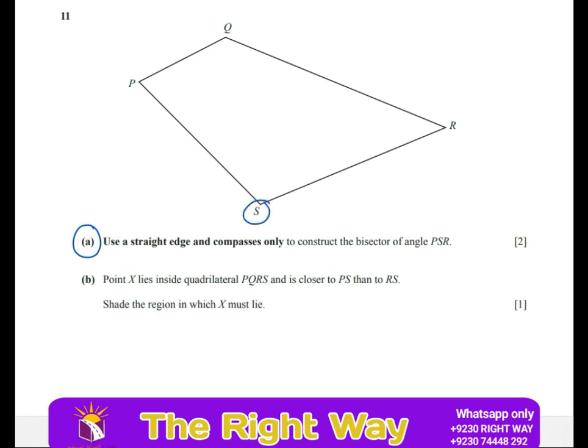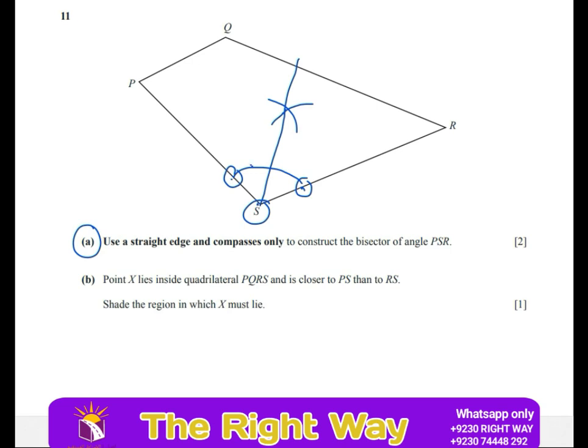With the help of a compass, place it at S and draw an arc. With the same opening of the compass, place it at this point and draw an arc, and then at this point draw another arc which will cut the first arc. Now join the arcs' intersection and S. This will be the angle bisector, which will divide our angle into two equal parts.